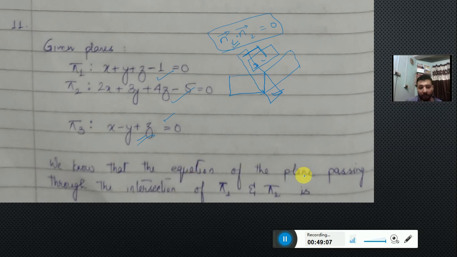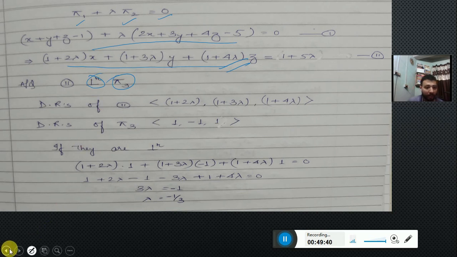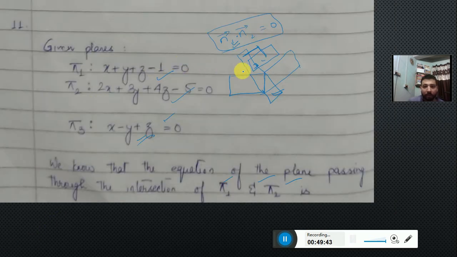We know that the equation of a plane passing through the intersection of pi 1 and pi 2 is pi 1 plus lambda times pi 2 equals to 0, right? That's what I have written. So when you put it here, you will get your equation like this. x you combine, y you combine, z you combine, you get this. According to the question, this equation is perpendicular to pi 3. You can see here what I have drawn. This is what we have found just now, number 2, and these are given, pi 3. So they are perpendicular.